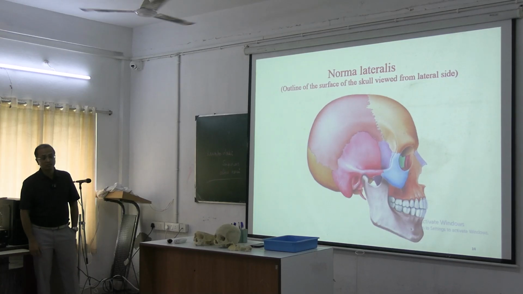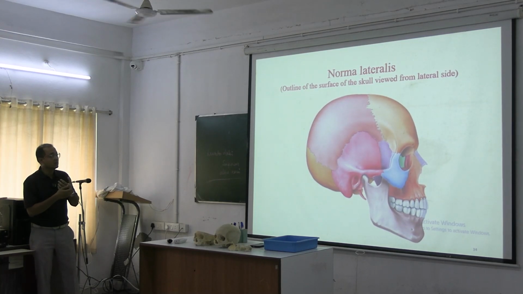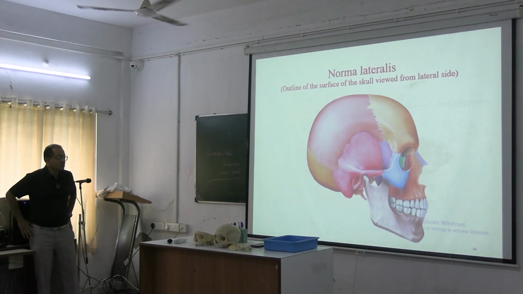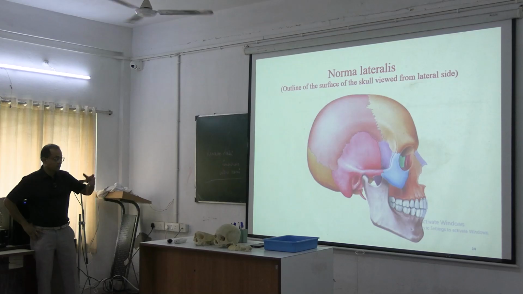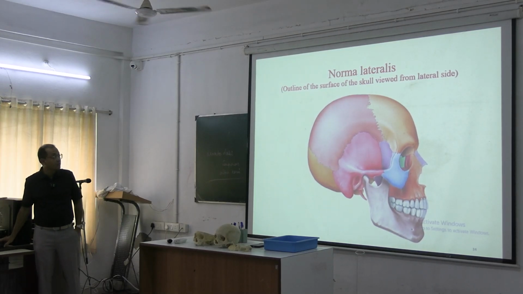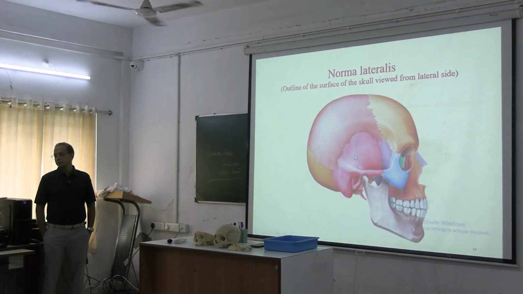This is the lateral view. If you are looking at the skull from the sides, these are the bones that you are seeing: part of the frontal bone, parietal bone, occipital bone, zygomatic bones, as well as the maxilla. Everything is visible here. Picking up one prominent bone here, this particular bone is known as the temporal bone.